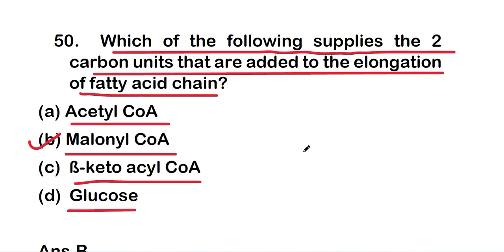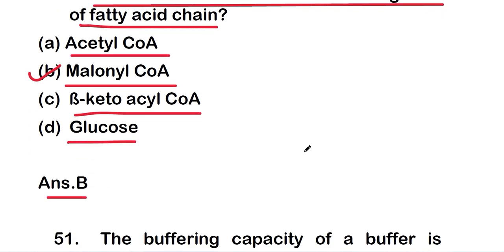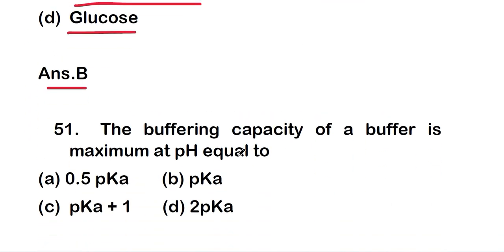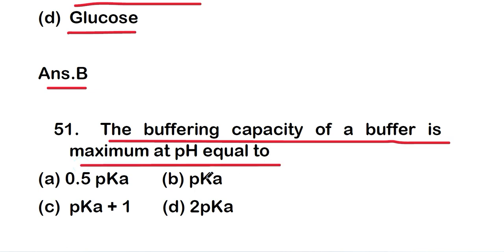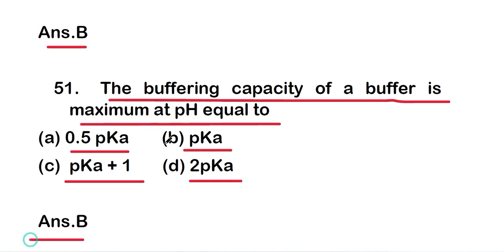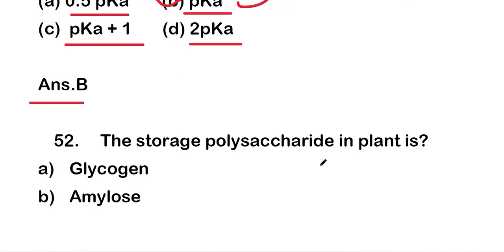Okay, so let's move on to the next question, that is question number 51. So the buffering capacity of a buffer is maximum at pH equal to option A, 0.5 pK, or option B, only pK, or option C, pK plus 1, or option D, 2 pK. And the right answer is option B, that is pKa. So buffering capacity of a buffer is maximum at pH equal to pK. Okay, so let's move on to the next question.